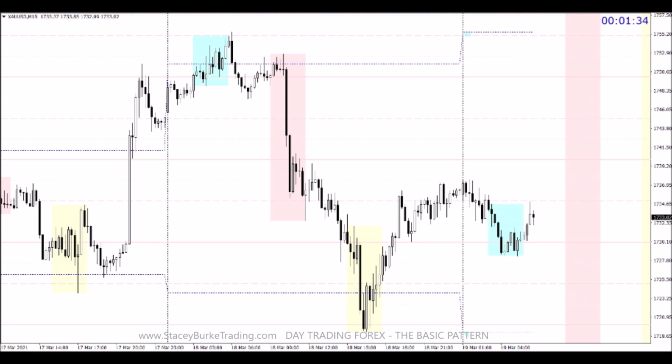Today talking about the basic pattern, the day zero pattern, the box, and we're looking at gold from yesterday. We're going to look at the pound and the euro, keeping things as simple as possible.